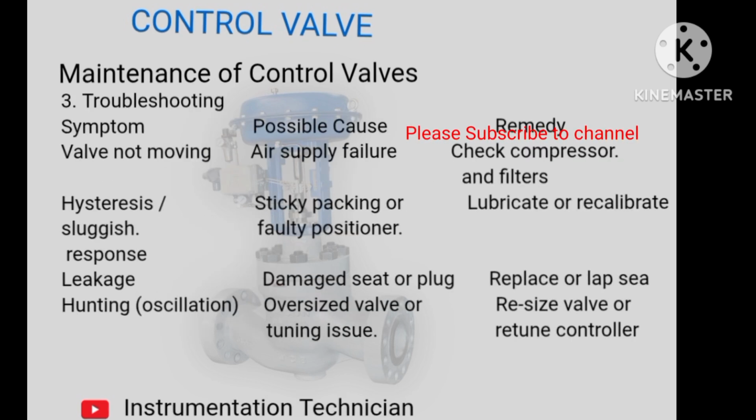3. Troubleshooting. Symptom, possible cause, remedy. Valve not moving: air supply failure. Check compressor and filters. Hysteresis, sluggish response: sticky packing or faulty positioner. Lubricate or recalibrate. Leakage: damaged seat or plug. Replace or lap seat. Hunting, oscillation: oversized valve or tuning issue. Resize valve or retune controller.